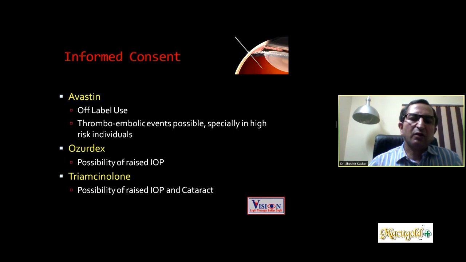There are possibilities of thromboembolic event. So you have to take a detailed history. The systemic parameters have to be monitored. Take the history of any cerebrovascular accidents, any heart-related problems, and if present, then avoid using Avastin. In patients whom you plan to use Ozurdex, there is always a possibility that after injecting the Ozurdex implant, the intraocular pressure can go up. So if there are chances of a pre-existing raised IOP, or a positive family history, then you might think of avoiding its use. And similarly, for injection triamcinolone, there is again a possibility of causing an increase in the intraocular pressure and cataract.